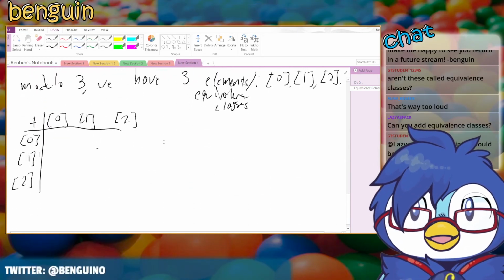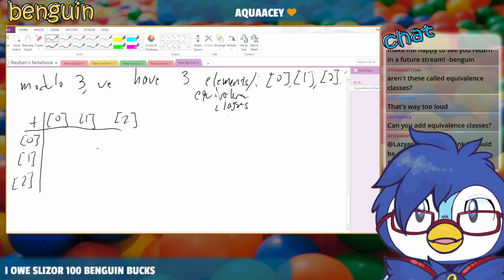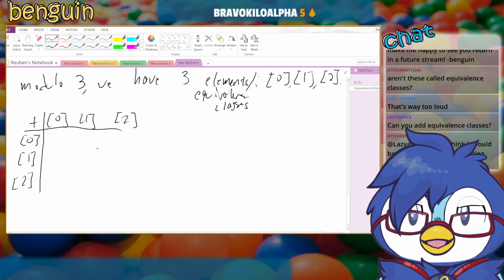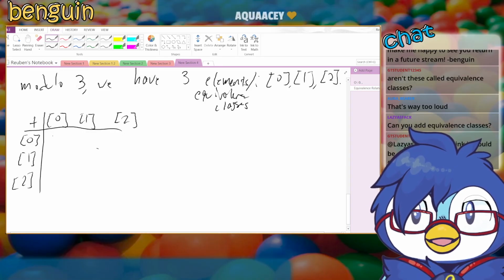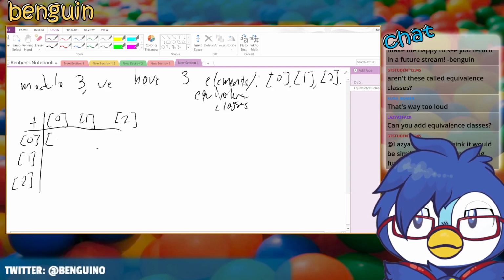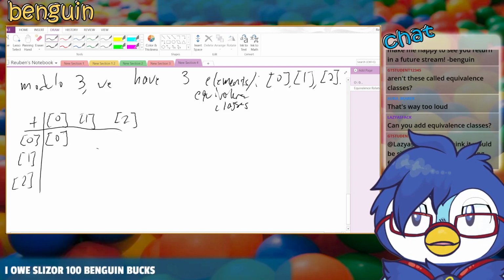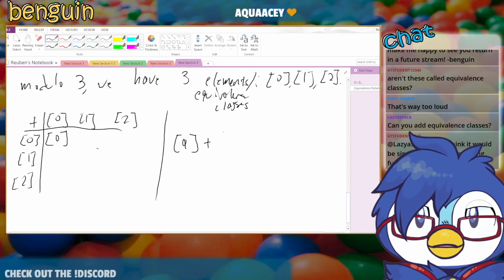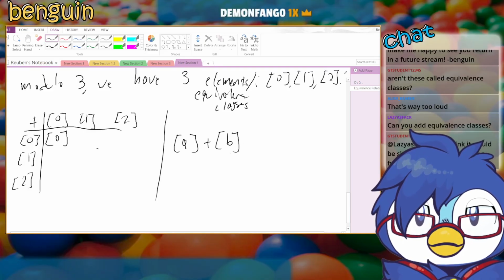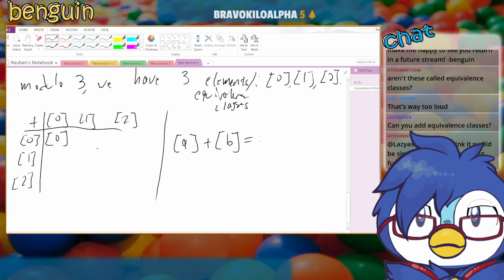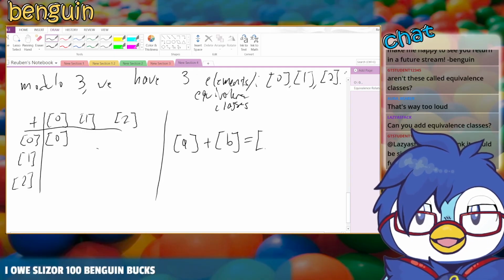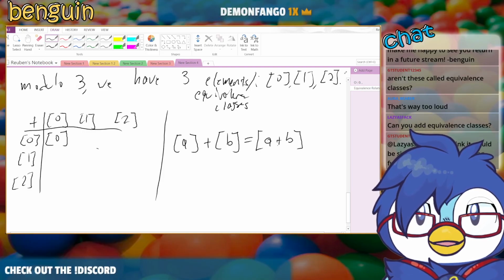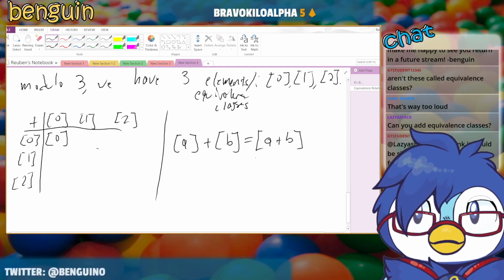We only have 3 equivalence classes now, so what we can do is fill in an addition table for these. You might ask, okay, how do I want to define A plus B here? The most natural thing you might think to do is take the representatives inside and just add them together, right? So we can do that exactly here.